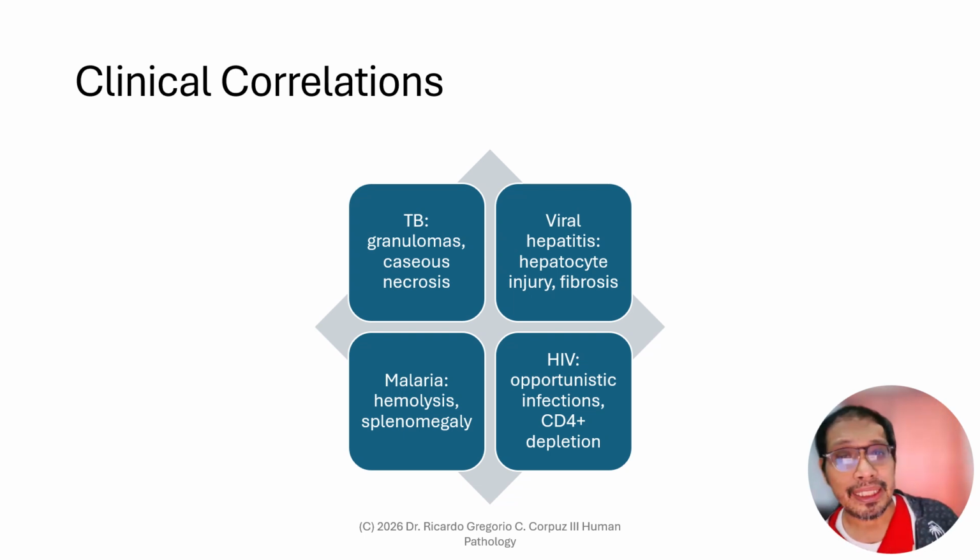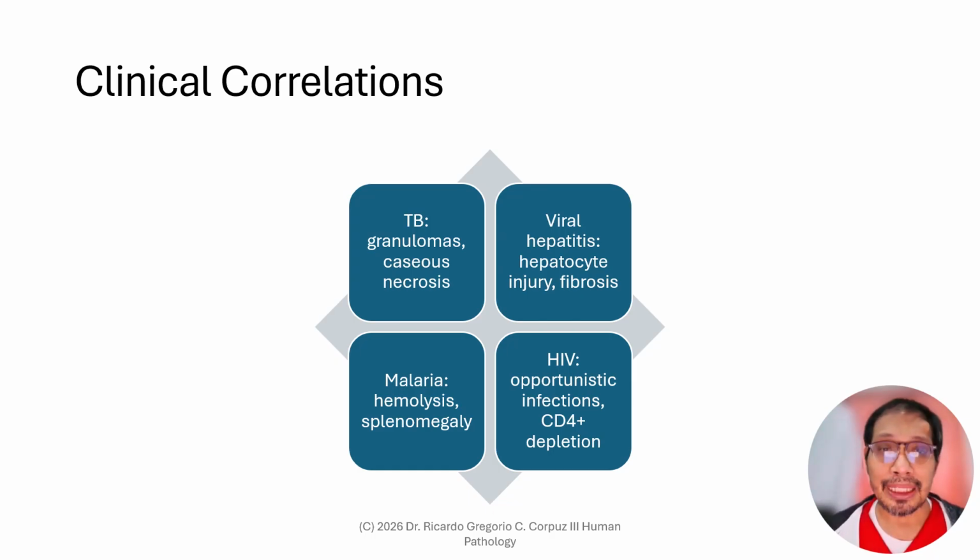Next, number three, malaria: hemolysis and splenomegaly. Plasmodium binds to endothelium, leading to microvascular obstruction, especially in cerebral malaria. The spleen enlarges due to increased clearance of damaged RBCs and immune activation. Malaria illustrates how parasitic replication inside host cells produces systemic disease.